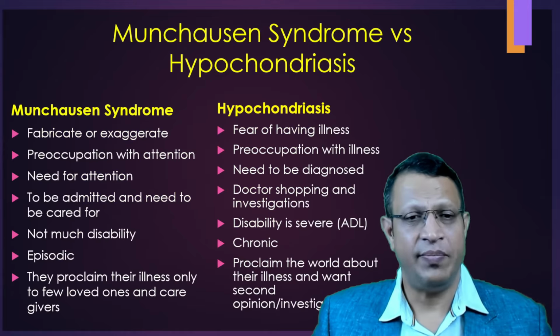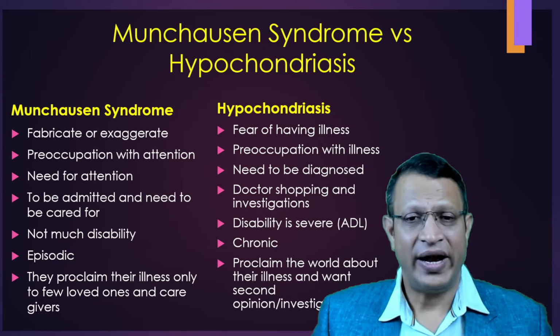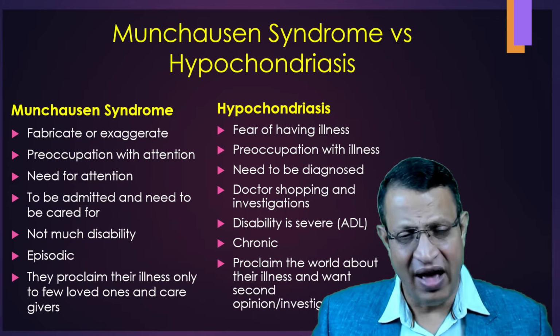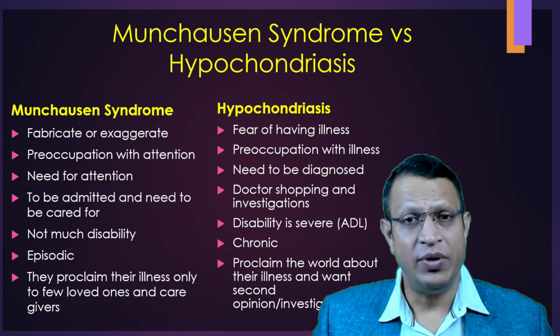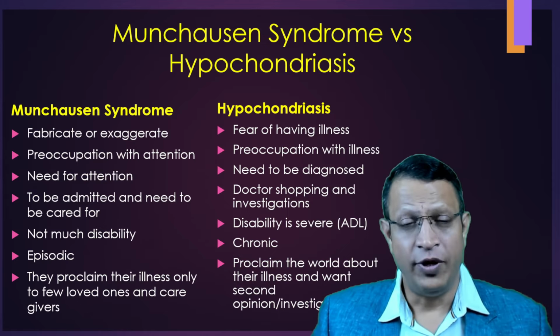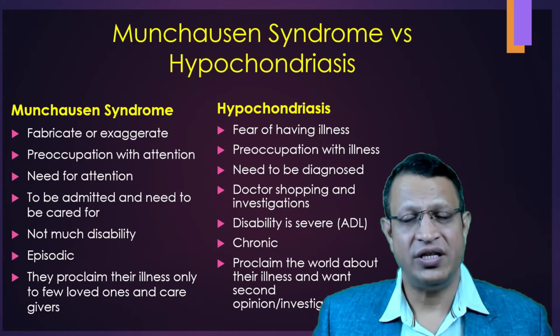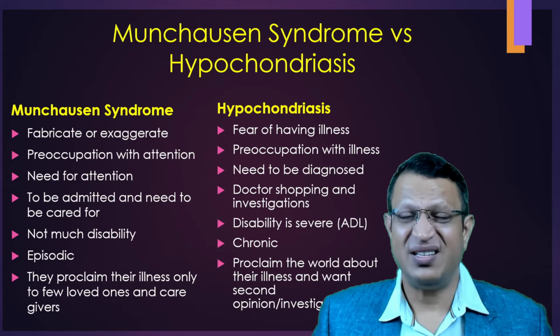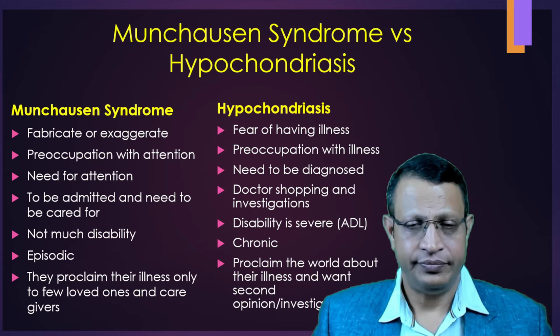Now let's understand the difference between Munchausen syndrome versus hypochondriasis. In Munchausen syndrome, as I mentioned, symptoms are fabricated and exaggerated, whereas in hypochondriasis, it is a fear of having an illness. In Munchausen syndrome, the patient is invariably preoccupied with seeking attention, whereas in hypochondriasis, the patient has a fear of illness and preoccupation with having an illness. Munchausen syndrome is a need for attention; in hypochondriasis, it is a need for investigation, diagnosing, and treating the disorder.